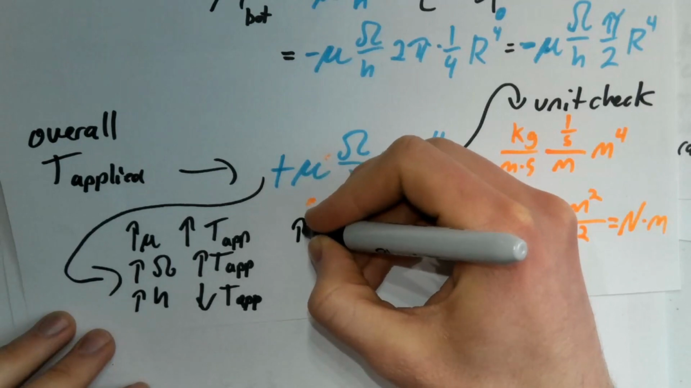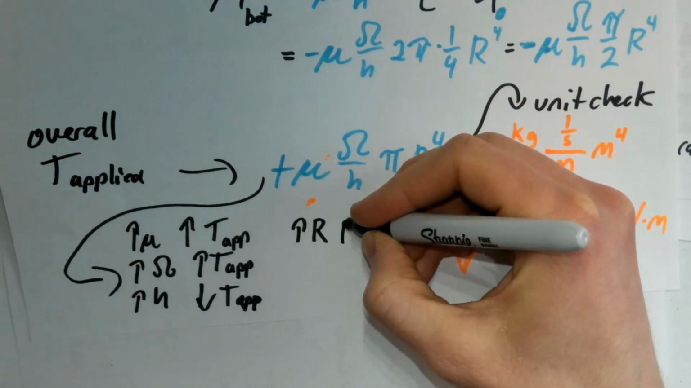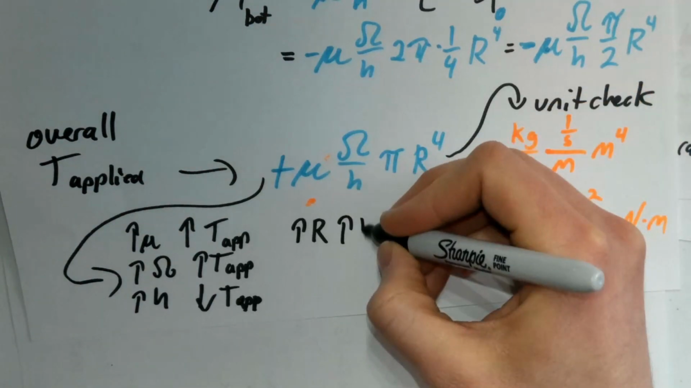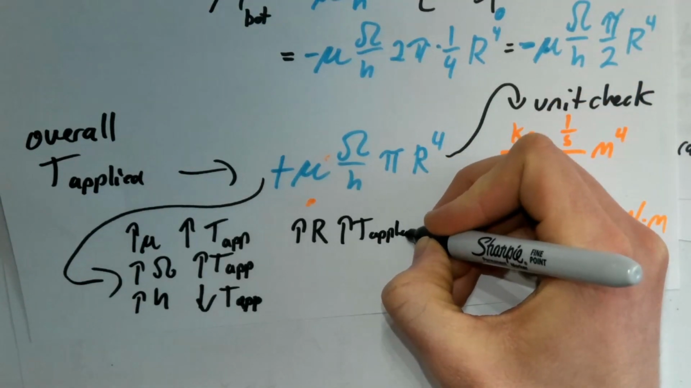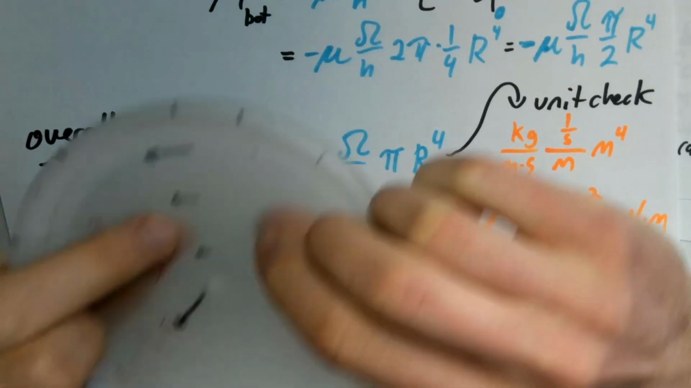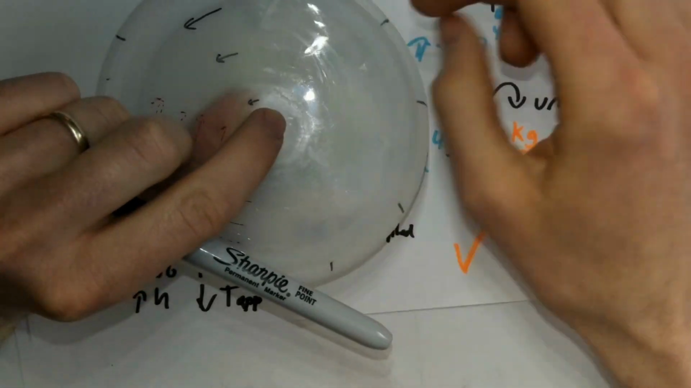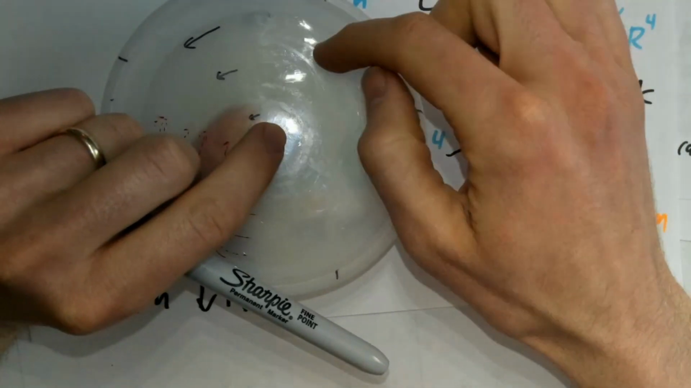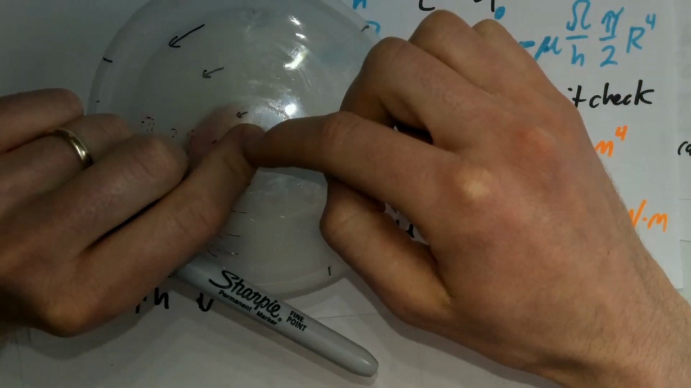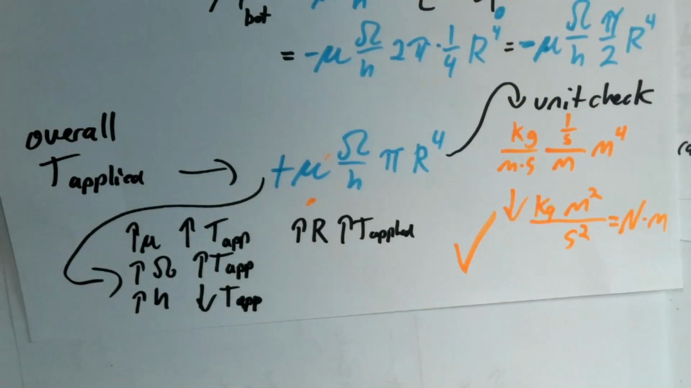And then the final thing is if I increase the radius, then that increases the torque applied. And actually increases it quite a lot. Not only do I increase all the area that shear stress is acting on, but I also increase the moment arm that each of those little bits of shear stress are acting on. So that's why there's such a strong dependence on radius here.